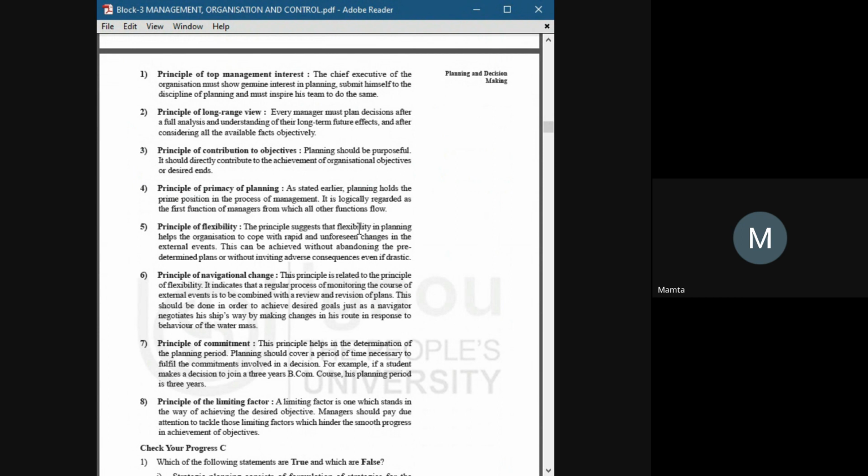Principle of navigational change. This principle is related to the principle of flexibility. It indicates that a regular process of monitoring the course of external events is to be combined with a review and revision of plans. This should be done in order to achieve the desired goal, just as a navigator negotiates his ship's way by making changes in his route in response to the behavior of the water mass.